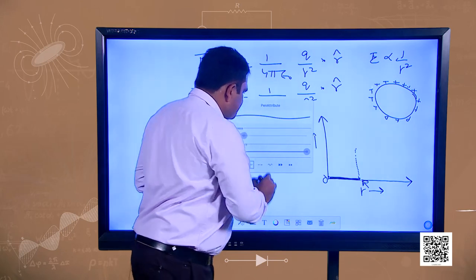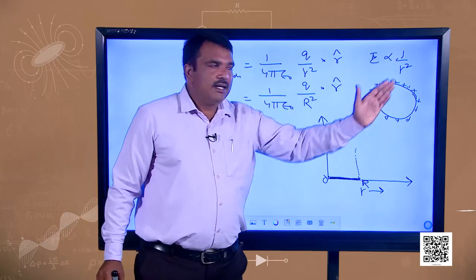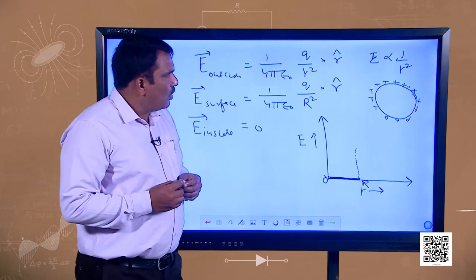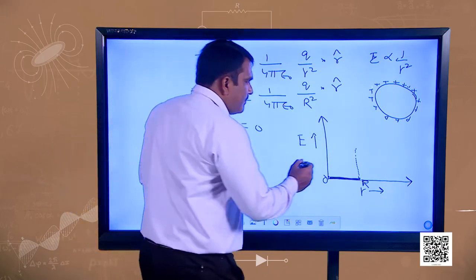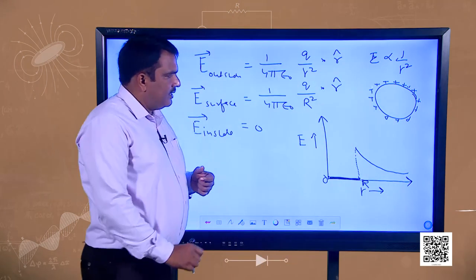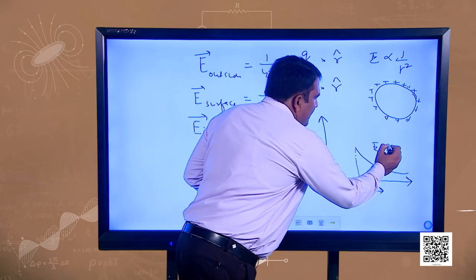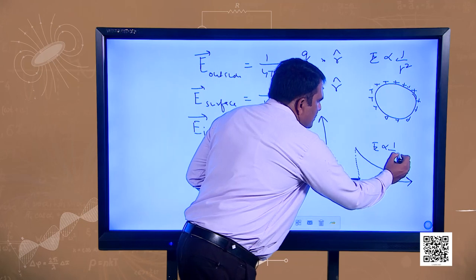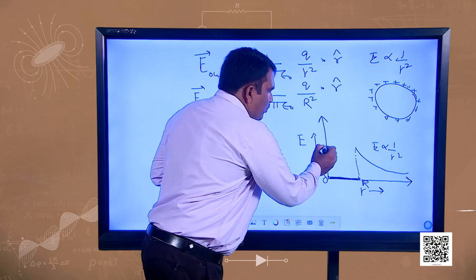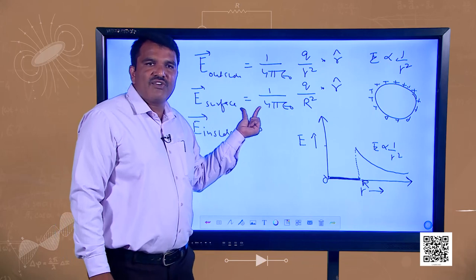and after that, when we go outside the cell, electric field varies inversely as the square of distance of the point from the center of the cell. So the graph will go like this as a rectangular hyperbola. For outside, electric field is inversely proportional to r square, and this point gives the value of electric field which is on the surface of the cell.